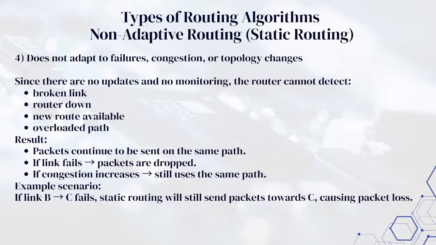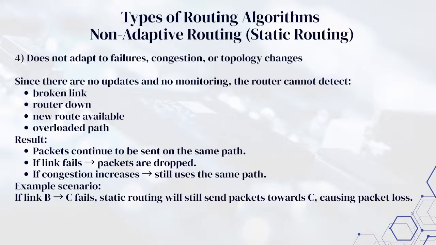If a link fails, packets are dropped, and if congestion increases, it still uses the same path. We can understand this again with an example. If link B sends any information to C, static routing will still send packets towards C, which causes packet loss.